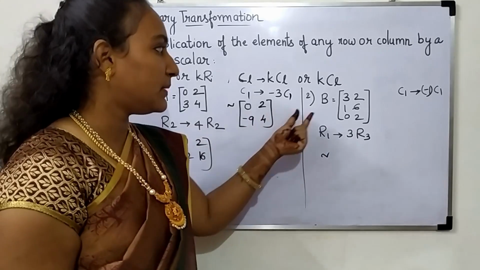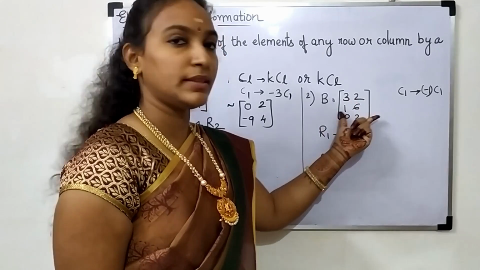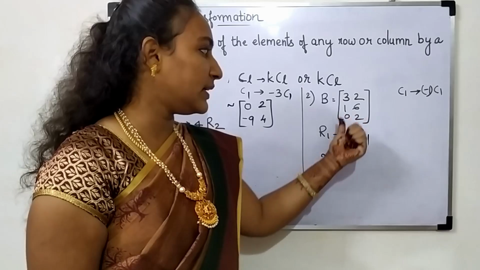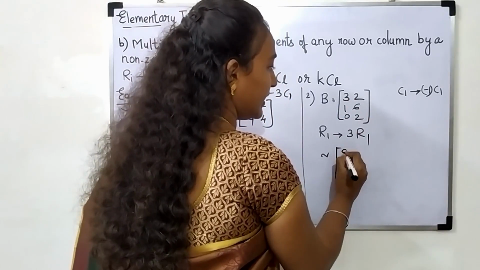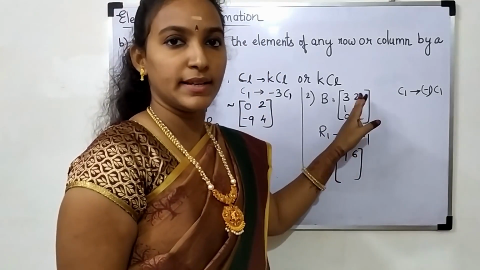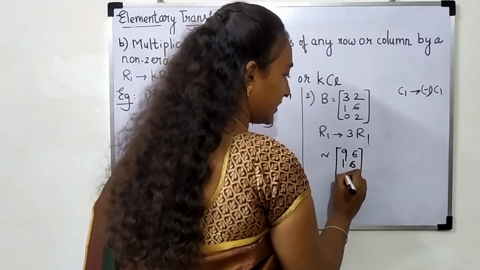See one more example. We have B = [3, 2; 1, 6; 0, 2]. This is a 3 by 2 matrix. Here we are going to multiply R1 with 3. So 3 3s are 9, 3 2s are 6. The remaining rows, that is R2 and R3, remain as they are: 1, 6, 0, 2.